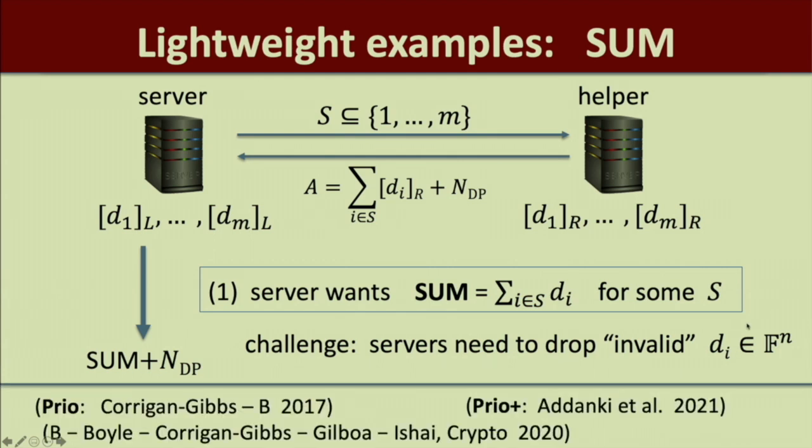I'll just tell you that this is all handled in a system called Prio that we designed a while ago. I wanted to also give a shout out to something called Prio Plus, which saves a bit of communication in the system at the expense of more work between the server and the helper. There's actually quite a lot of work about that, but that's not what I wanted to talk about. So this is the first example, computing sums.